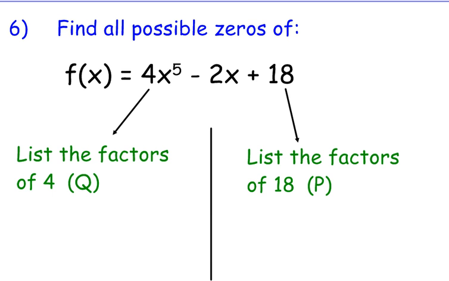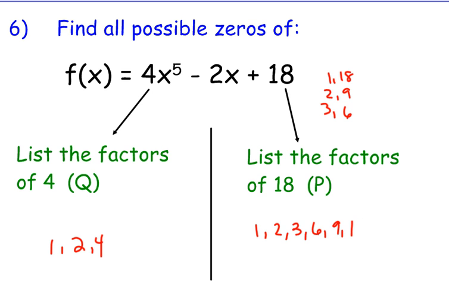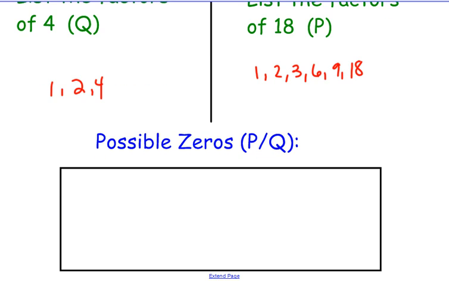So I list the factors of 4, which I just did, so that I know that's 1, 2, and 4. When I list the factors of 18, holy buckets, 1 and 18, 2 and 9, 3 and 6. So if I put them in order, 1, 2, 3, 6, 9, 18. Now I'm going to take P divided by Q. I don't like to use my answer box, so I always do this on the side.